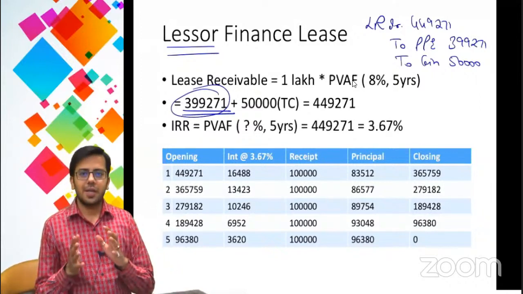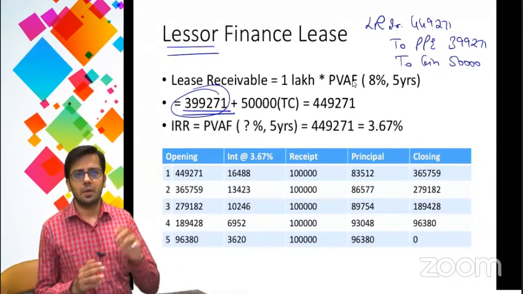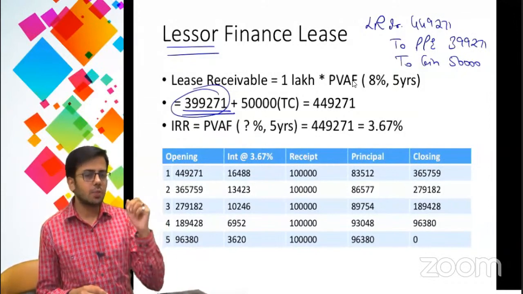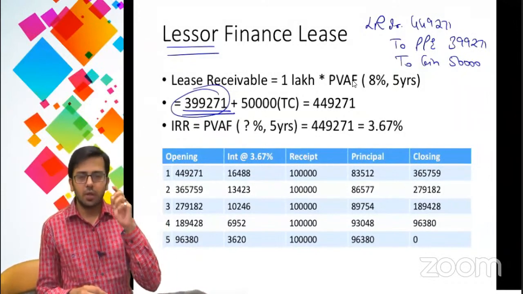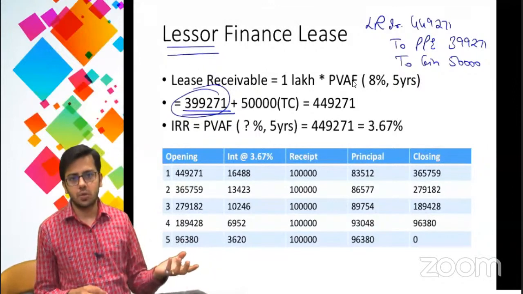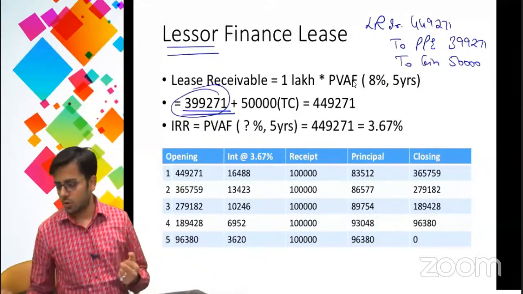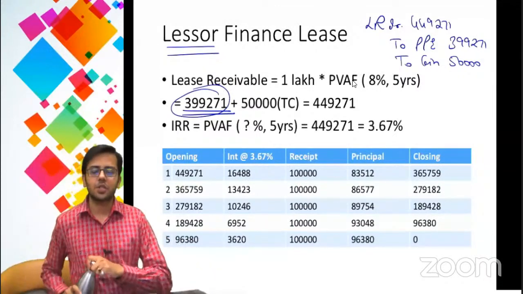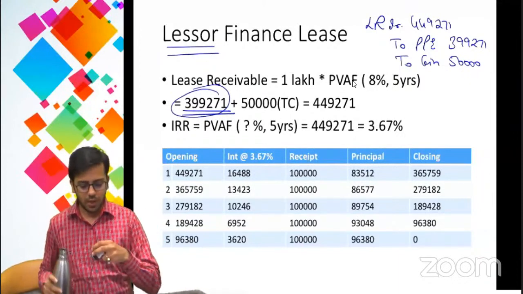Now, if we consider 8% discount rate, and if we apply that to lease receivable 4,49,271, at the end, the amount will not be zero. If we consider 8%, the amount will not be zero because you have also added a transaction cost of 50,000 rupees over here. So that is where the difference lies.